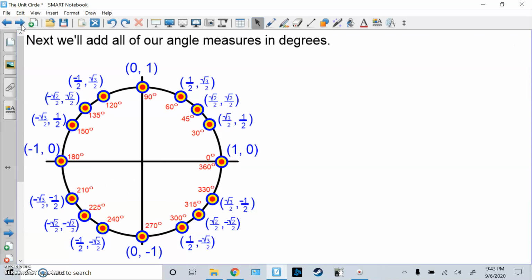Alright, now we need to add our angles. So this was 0, this is 30 degrees, 45, 60, 90. Then this was another 30, so this is 90 from here. Then this is 45 more, so that's 90 plus 45 is 135. 90 plus 60 is 150. Then 90 plus 90 is 180, and it just keeps going all the way.